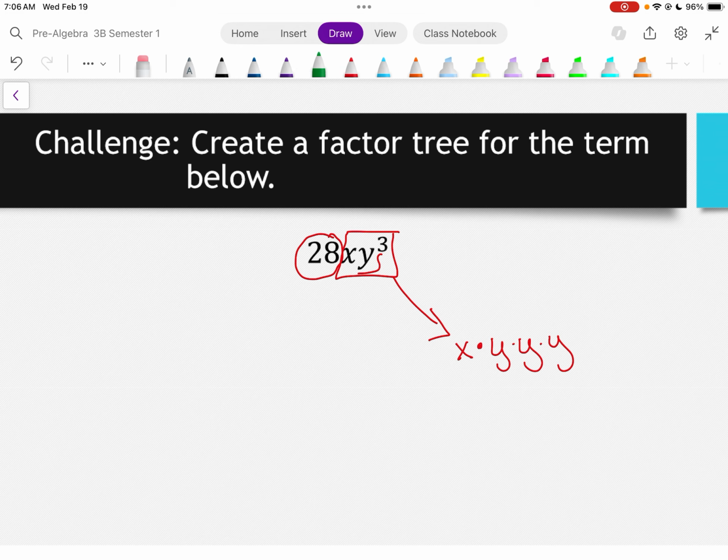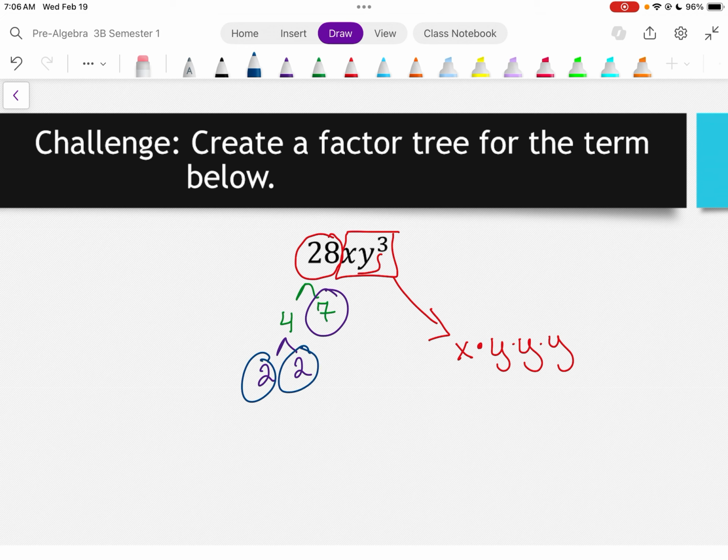And then our number part, we are going to do the same thing that we previously did on the last problem. So 2 numbers that multiply to 28 would be 4 and 7. 7 is prime, so I'm going to circle that one. 4 can be broken up into 2 and 2. And those are both prime, so I'm going to circle that one as well.